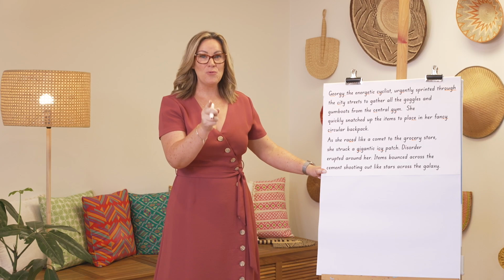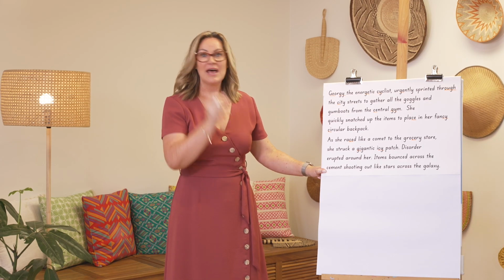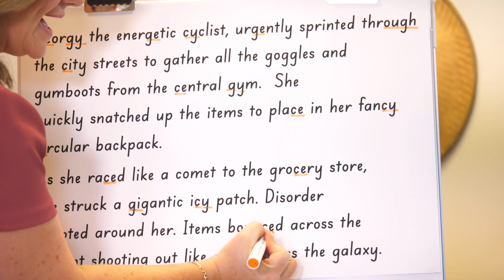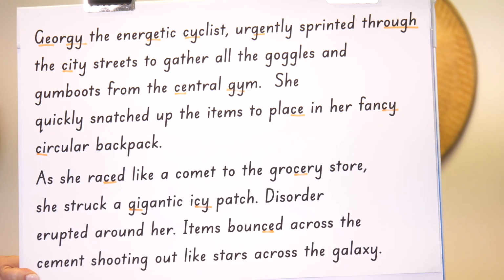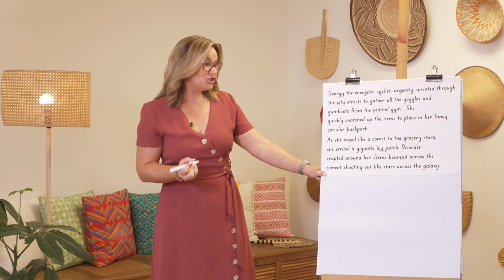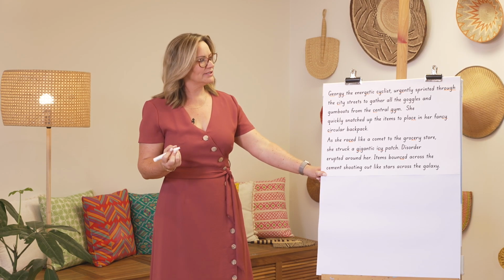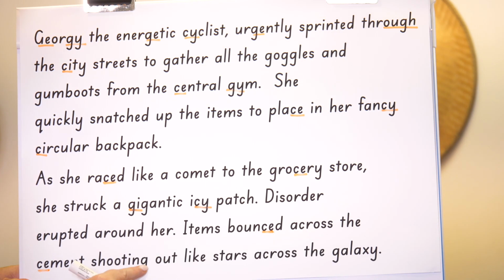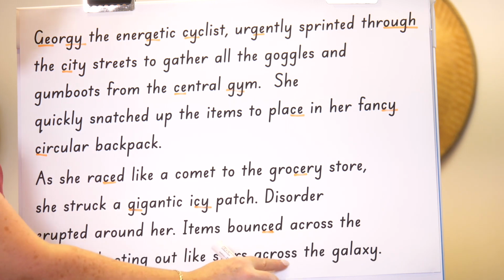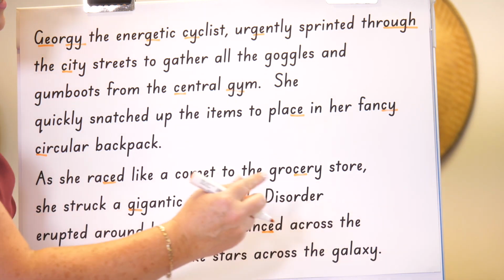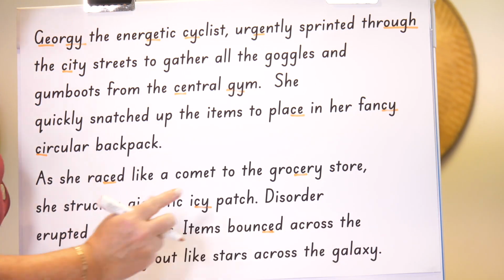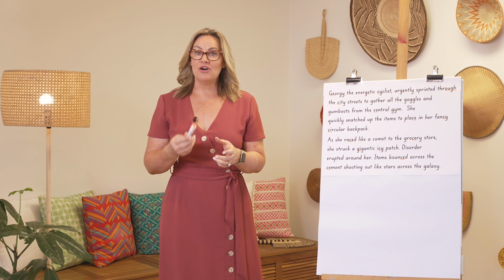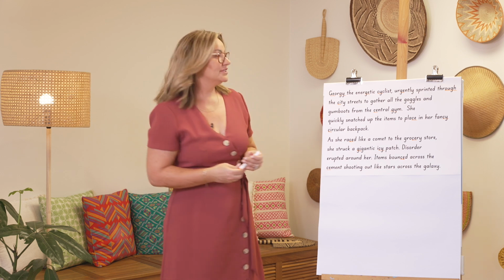Aha, it's another one where we've added a suffix, but that CE pattern is referring back to that. Across the cement, shooting out like stars across the galaxy. Hard go. Okay, so we've identified the learning of the phonemes and graphemes that we have learnt this week.